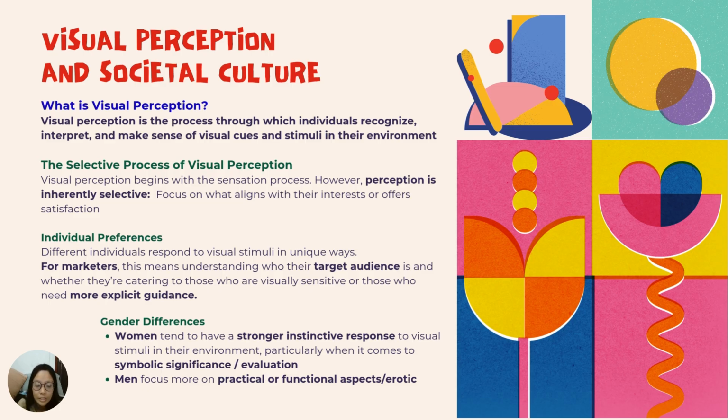So think about an artist or a designer. They might notice the smallest detail, the alignment of shapes, the way the light interacts with texture. So they have a trained eye. The trained eye enables them to detect these features quicker than most, allowing them to make decisions based on subtle visual cues. The same goes for marketers. This means understanding who their target audience is and whether they're catering to those who are visually sensitive or those who need more explicit guidance is highly advisable.